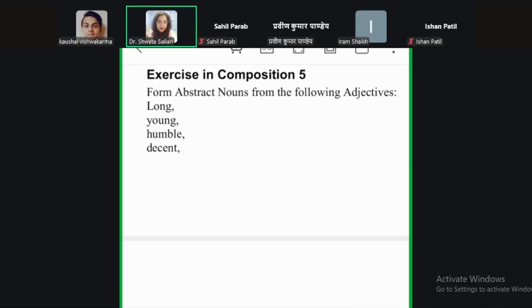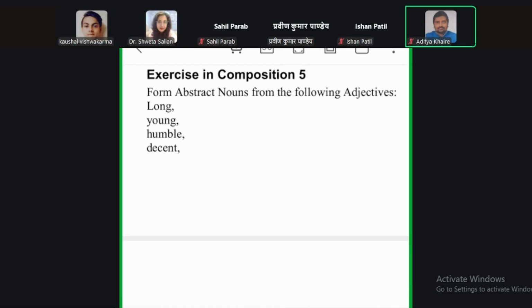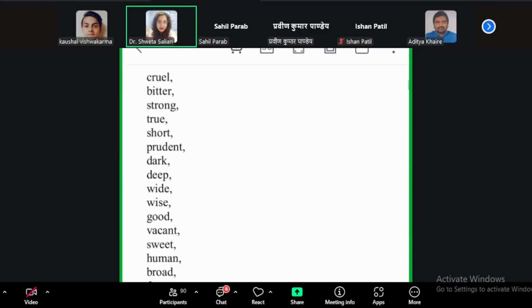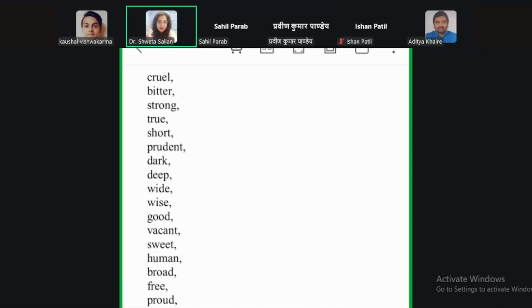Young, youth. Humble, humility. Decent, decency. Very good. Cruel, cruelty. Bitter, bitterness. Very good. Fairness. Strong, strength. His strength.